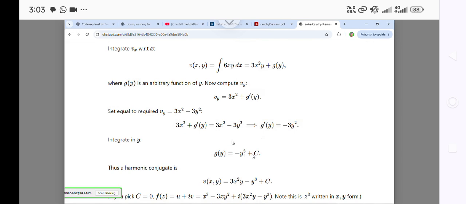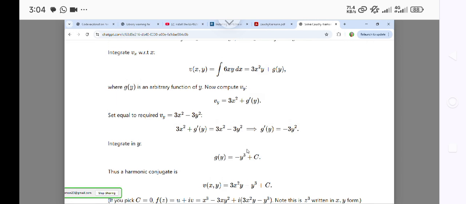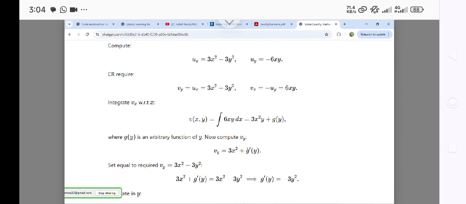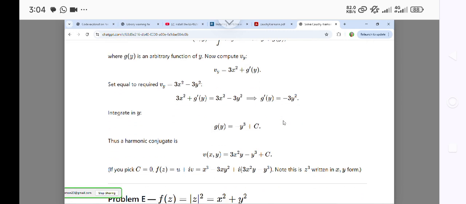You take this and go to the place where you had g of y before, and replace it. Put what you got for g of y inside there. When you put it there, that's already the v we have been looking for. You replace g of y in that very equation, and you have v equals 3x squared y minus y cubed plus c. So that's all.